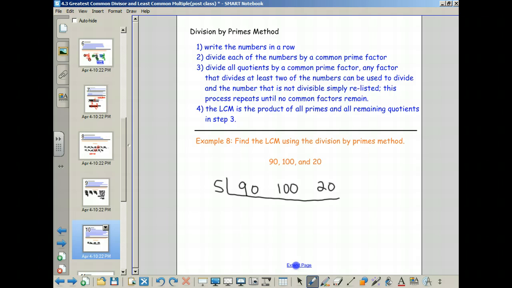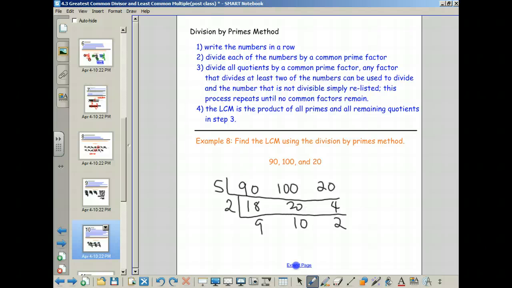All right, so what's 90 divided by 5? It is 18. How about 50 divided by 5? 10. And 20 divided by 5? 4. Now, 18, 10, and 4. They have a 2 in common. Okay, what's 18 divided by 2? 9. 10 divided by 2? 5. 4 divided by 2? 2. Now, 9, 5, and 2 don't have anything in common all together.